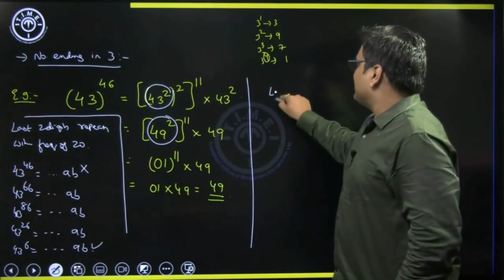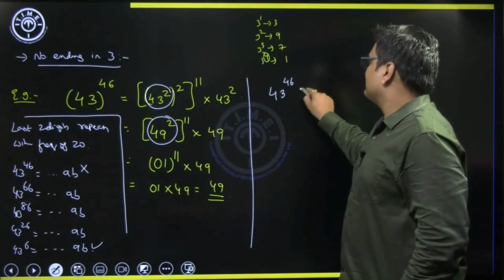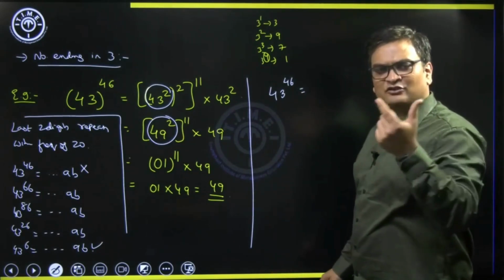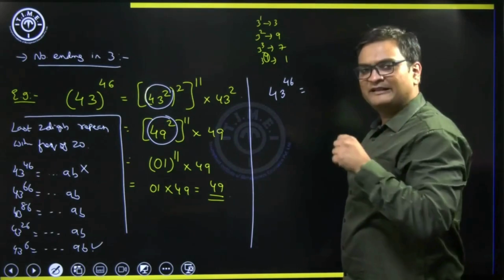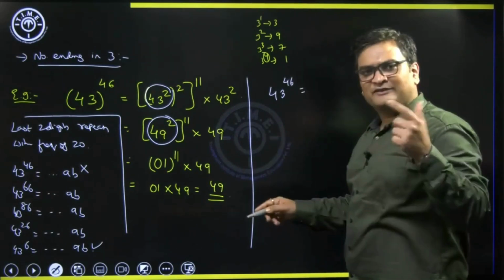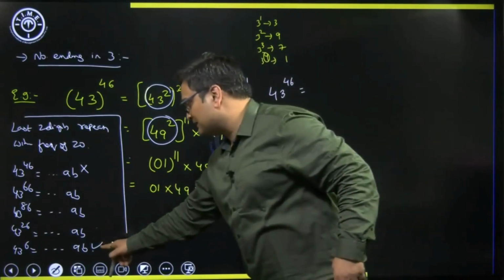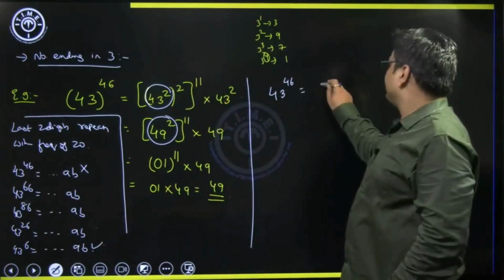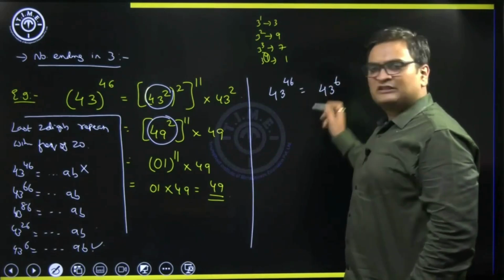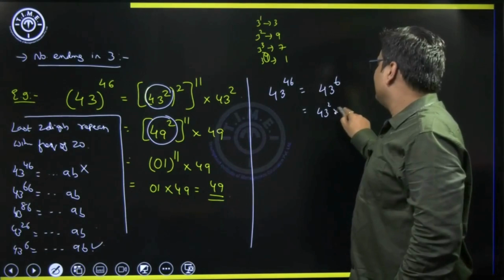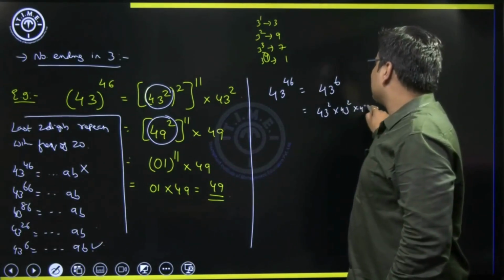So you had 43 power 46. I told you the last two digits will repeat with a frequency of 20. So that means I can reduce the powers by 20. So 43 power 46 will be same as 43 power 26, which will be same as 43 power 6. Last two digits will be same. So what is 43 power 6? It is 43 square, 43 square, 43 square.